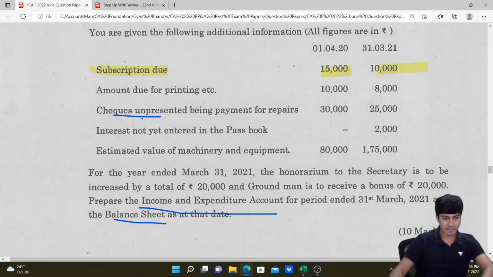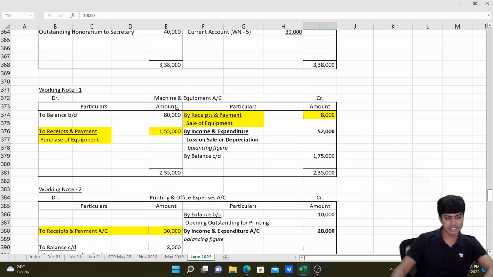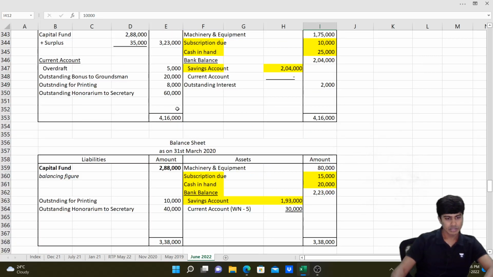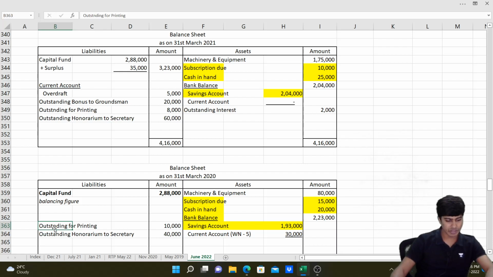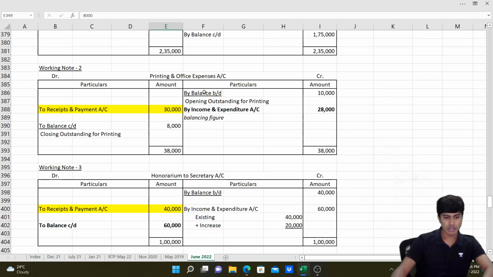Great. Then we have amount due for printing, 10,000 opening outstanding, 8,000 closing outstanding. So 10,000 liability in the opening balance sheet. Have a look. 10,000 rupees outstanding for printing, liability in the opening balance sheet. Outstanding for printing, liability in closing balance sheet. This will also go to our printing account. See this printing and office expense account. Opening balance liability 10, closing balance liability 8.